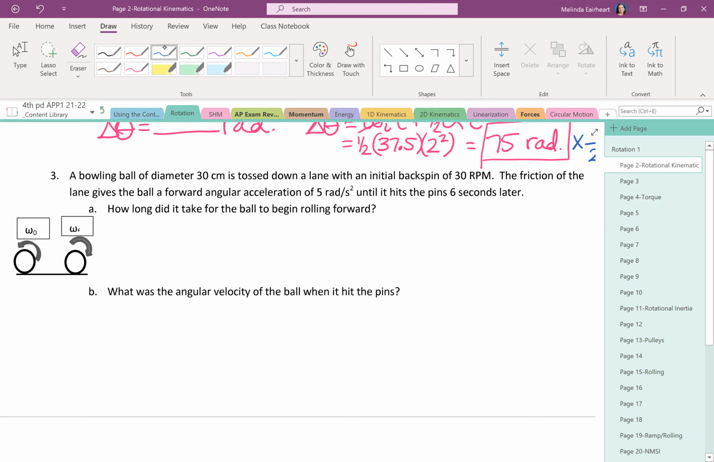Yeah, we've been talking in radius terms. So it's got a radius of 15 centimeters, so 0.15 meters. So watch two things there. Read carefully, y'all. It's tossed down a lane with an initial backspin of 30 RPM. Now, AP probably won't just say RPM and expect everybody in the world to know what RPM is. Hopefully you do.